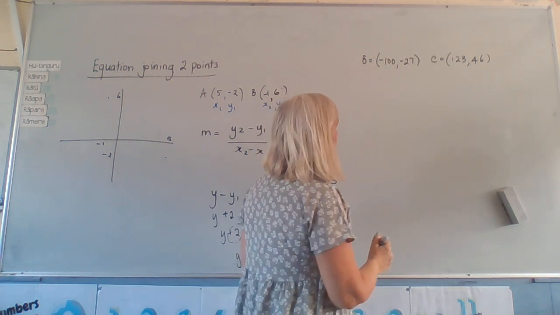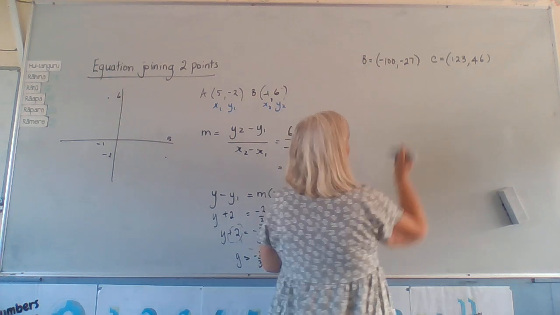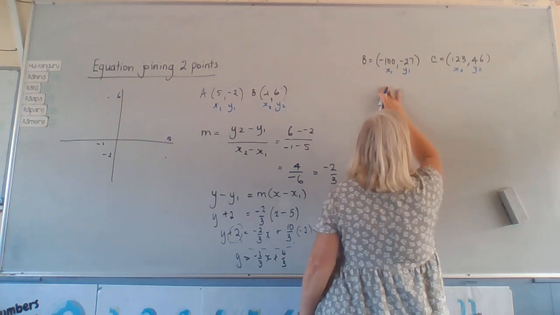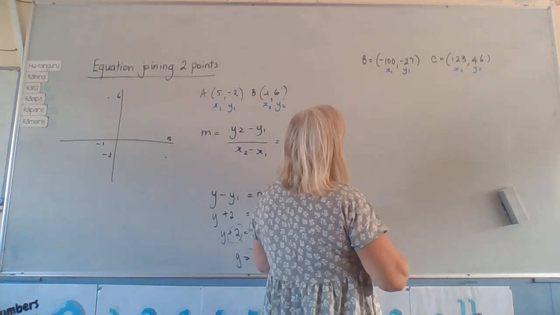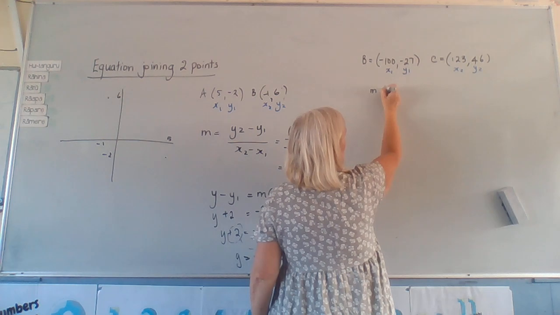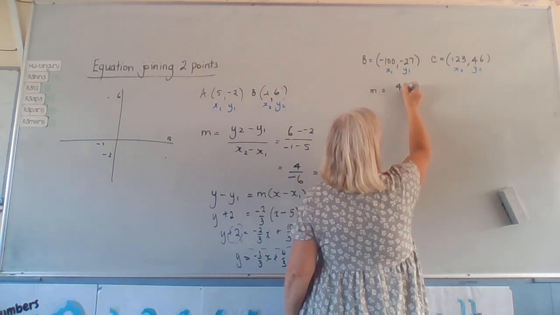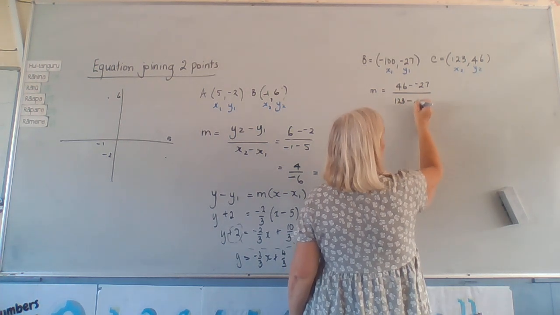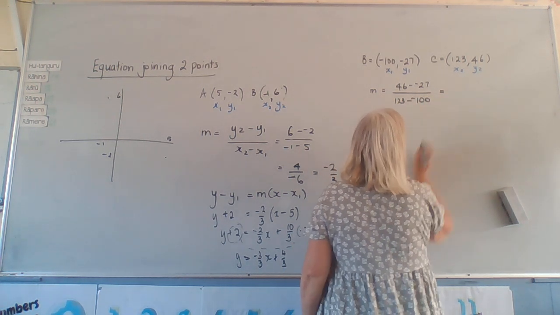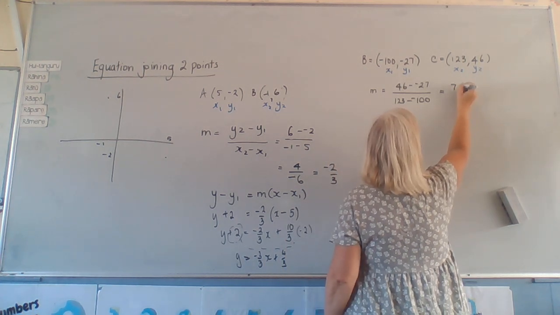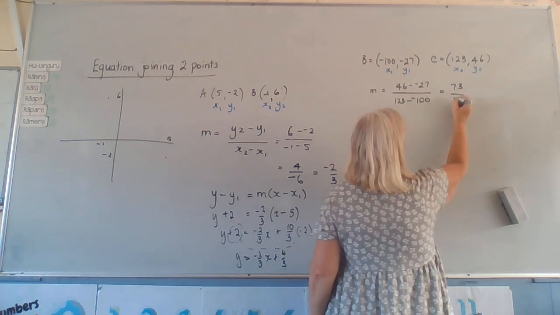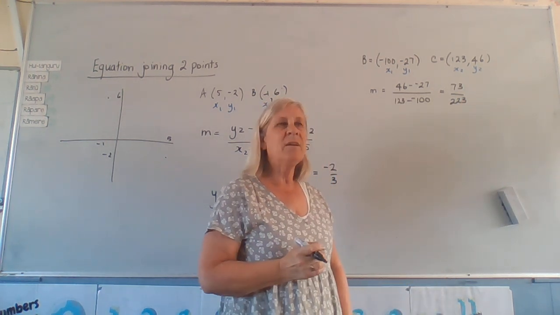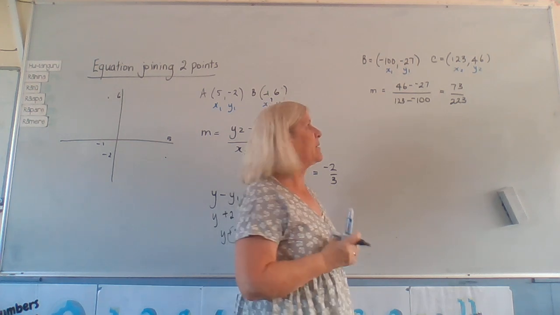So here they are. Label them. Start off with x1, y1, x2, y2. First coordinate, second coordinate. Right. Gradient equals y2, 46, take away negative 27 over 123, take away negative 100, equals plus, so it's going to be 73 over 223. Now I can put that in my calculator and make it a beautiful number, but I can leave it like that as well. That is the gradient.